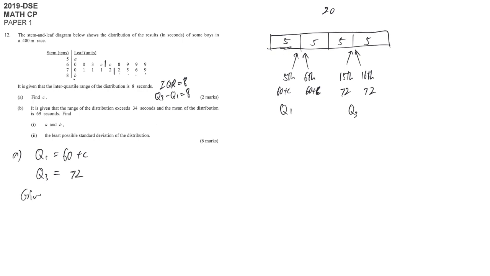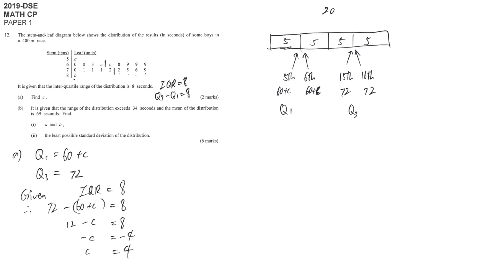And then we can use the given information. Given IQR is equal to 8. Therefore, Q3, 72, minus this thing, 60 plus C. Now don't forget the bracket because it's minus the whole thing. C is equal to 4. We get 2 marks already.